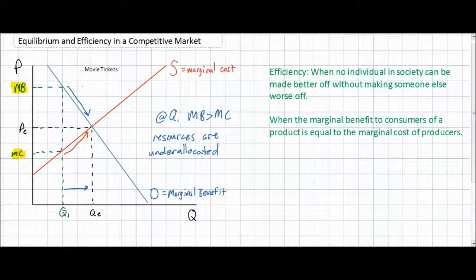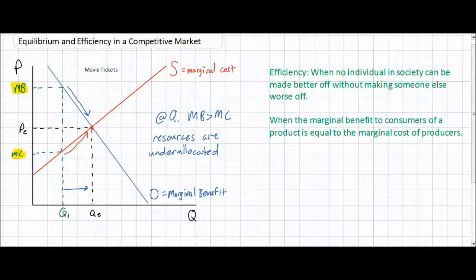As the quantity increases towards QE, we move towards a more efficient allocation of resources where the marginal benefit equals the marginal cost, and resources are neither under nor over allocated towards the production of movie tickets. Thus, we say that QE is the most efficient quantity of movie tickets.